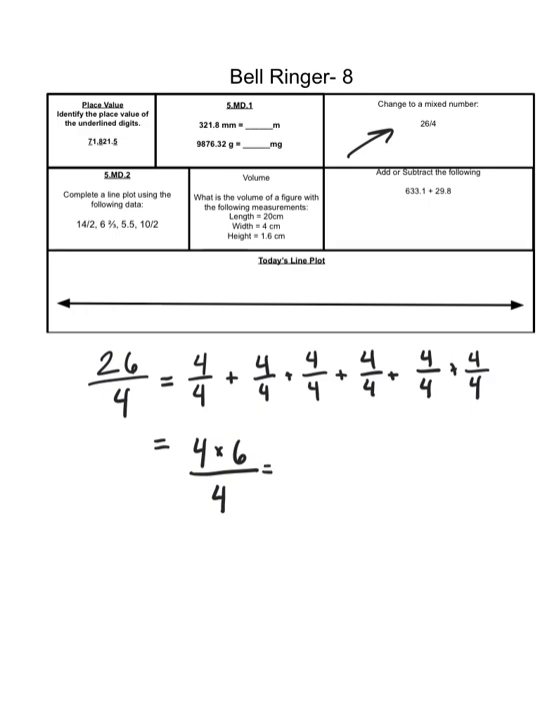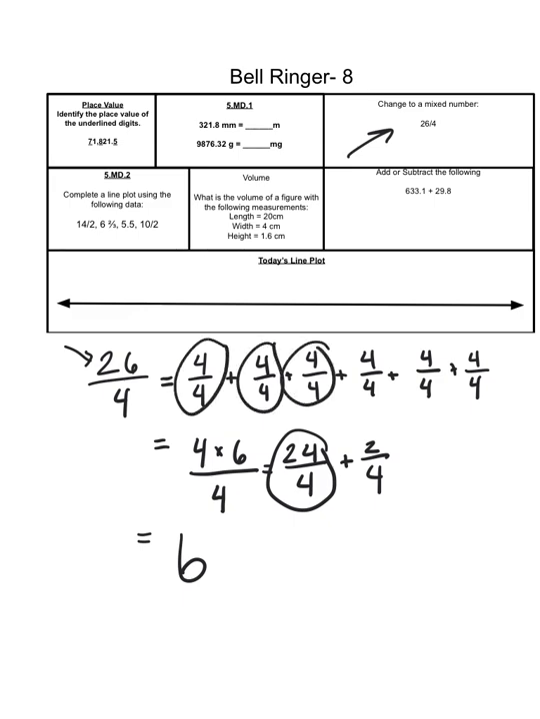24/4 plus 2 more fourths. That gets me up to 26/4. So 24/4 is the same as saying 24 divided by 4, or 6. 1 whole, 2 wholes, 3 wholes, 4 wholes, 5, and 6. And then 2/4 in simplest form is 1/2. So 26/4 has a value of 6 and a half.